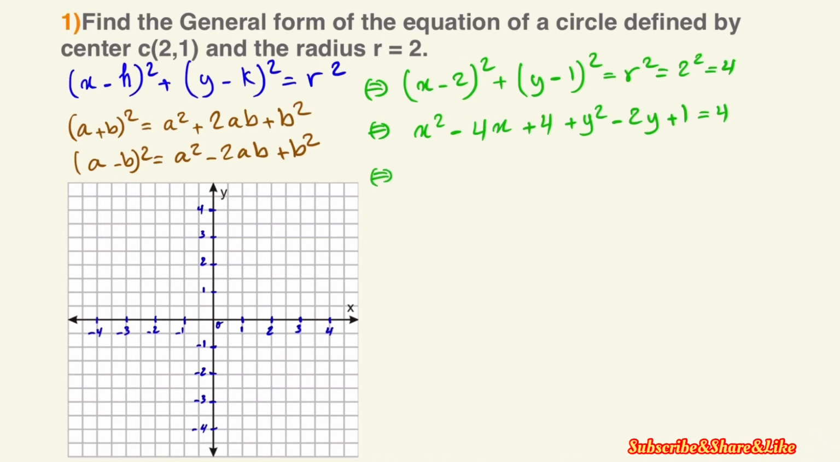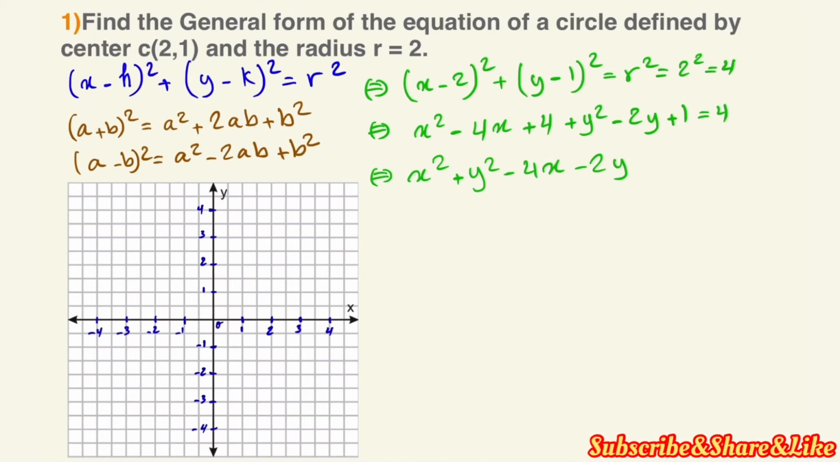So what we're going to get is just x squared plus y squared minus 4x minus 2y, and then we have 4, we have 1, and we have minus 4. If we move 4 to this side, it will be minus 4, so we have just plus 1 equal to 0. So this is the general form of this circle.